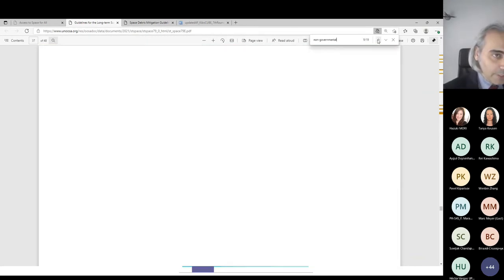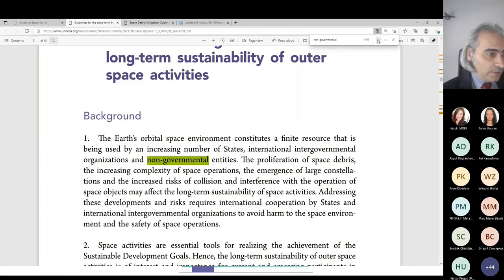So maybe I can go back to the preamble. You see there, of course, Earth's orbit is a finite resource and is being used not only by states or international organizations or intergovernmental organizations, but also by non-governmental entities. And that's why these guidelines are so important. That's why we are asking our applicants to go through the guidelines and find where they can contribute to their implementation. And there are examples.